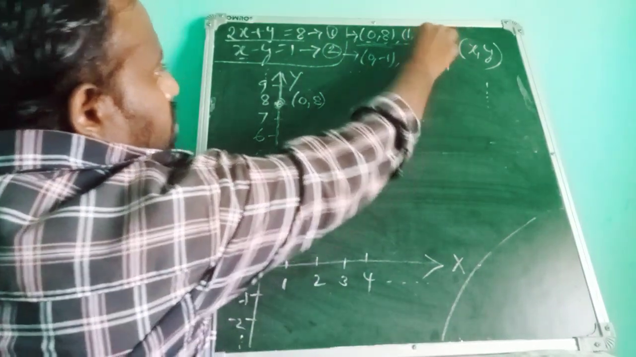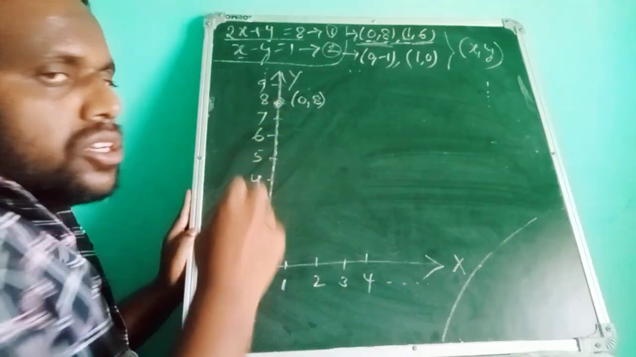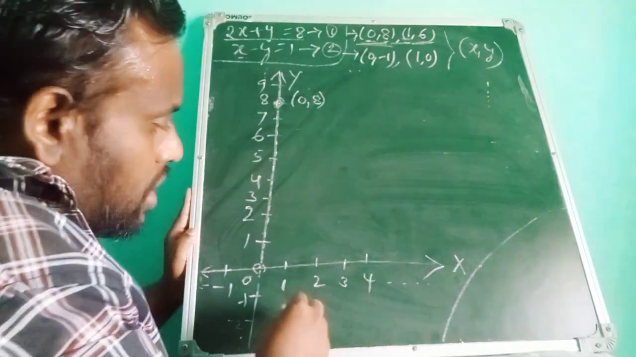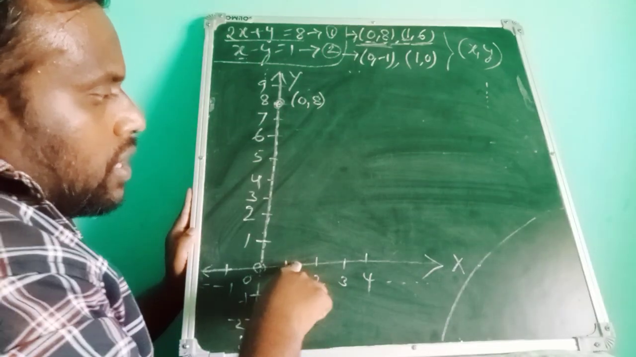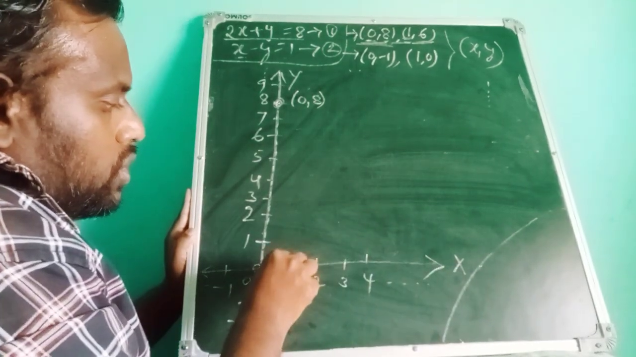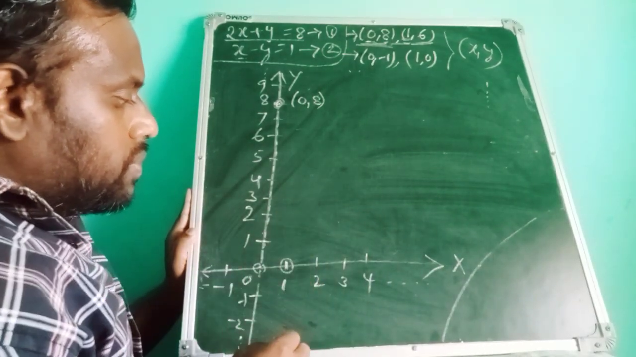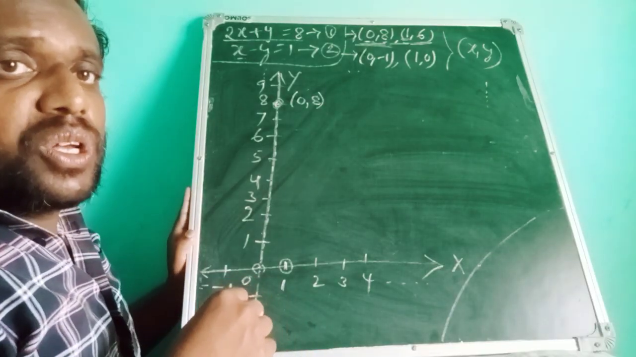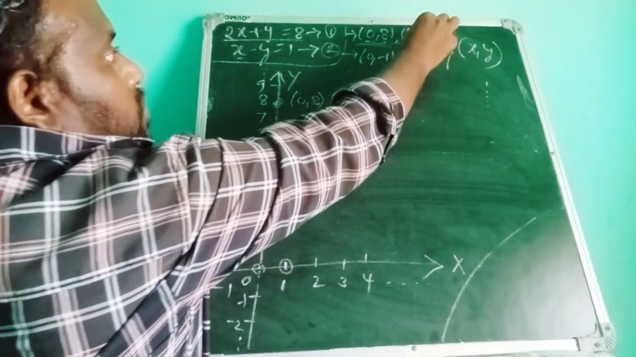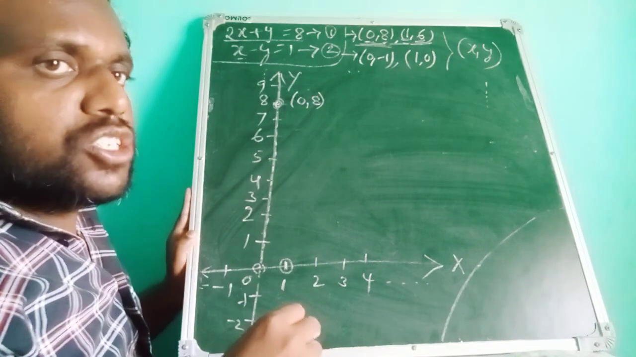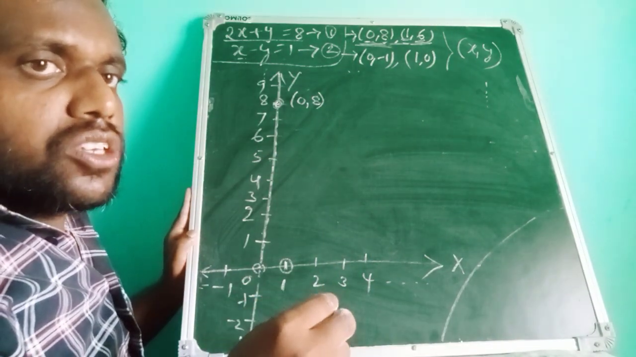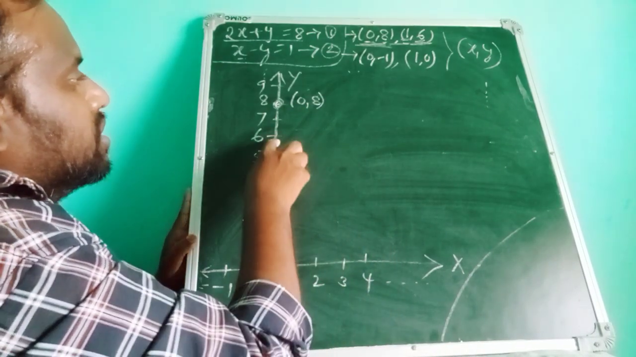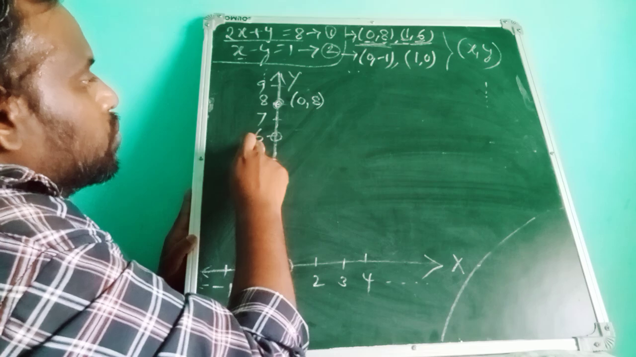Next, consider this. The first value is 1, so x is equal to 1. Identify 1 on the x-axis. Where is that? Here, 1 on the x-axis. So here I will put a small circle. The next value is this one, so this is the y value. So y is equal to 6. Identify 6 on the y-axis. Where is that? Here. So y is equal to 6.